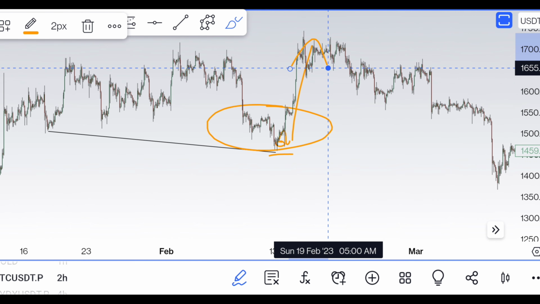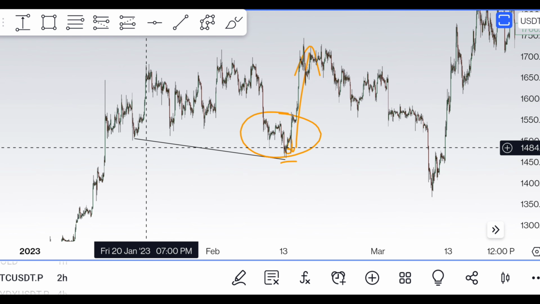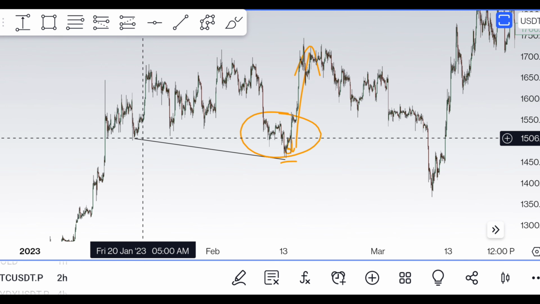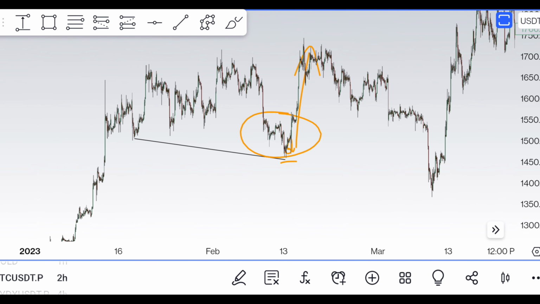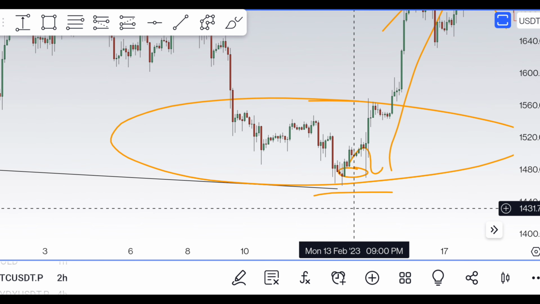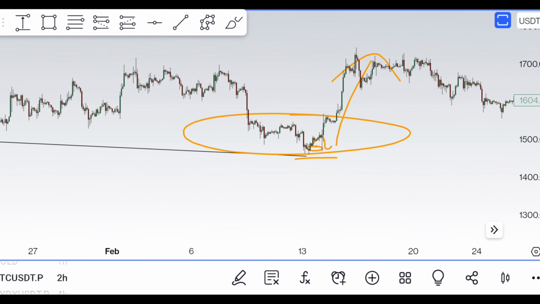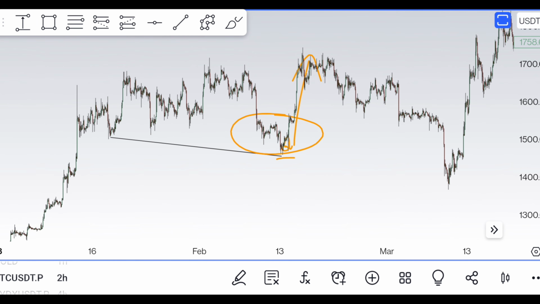So this is how you use this strategy. First you look for an SMT divergence, then your turtle soup is confirmed. Then you look for an order block and fair value gap to enter your trade, and you put your stop loss below this swing low. So this is how it works. You need four things: turtle soup, SMT divergence, order block, and fair value gap.